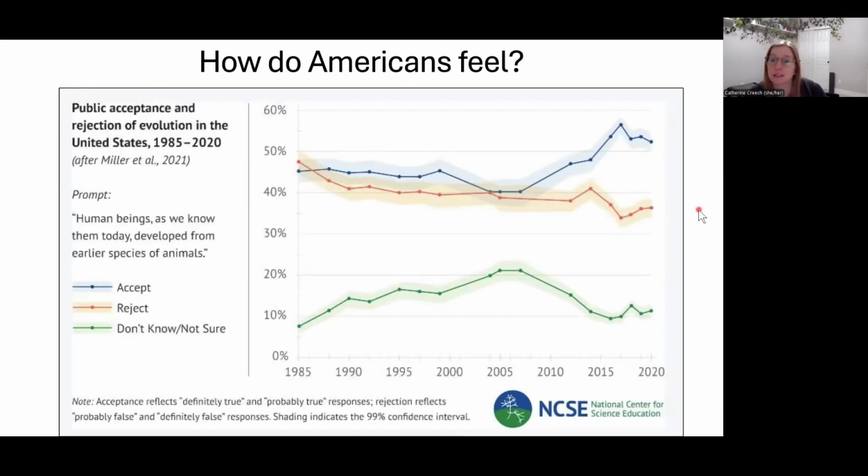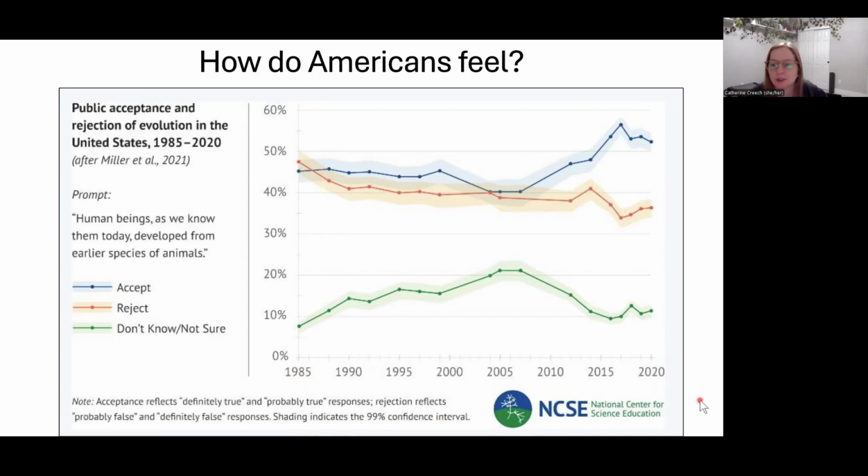So how do Americans respond to these questions? The acceptance rate is in blue. The rejection rate is in peach or red. And then the I don't know rate is in green. So we can see how things have changed from 1985 to 2020, and you can see the percentage of people that answered each way.